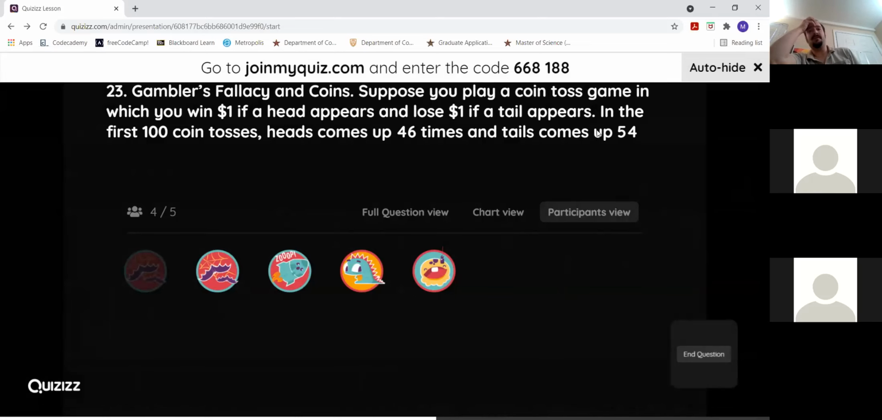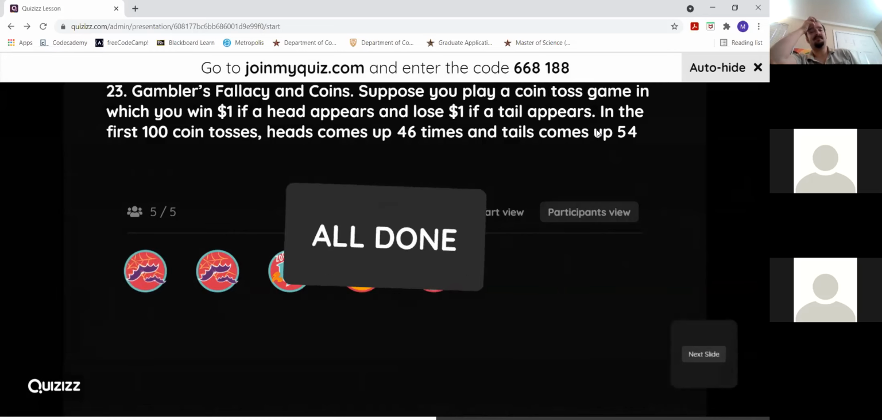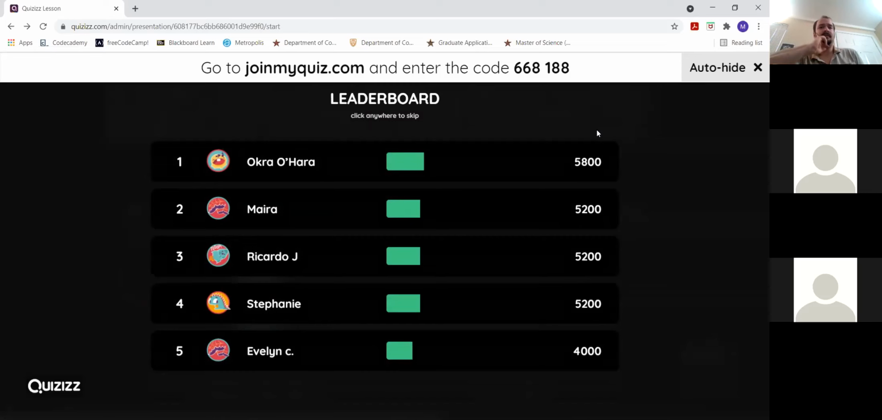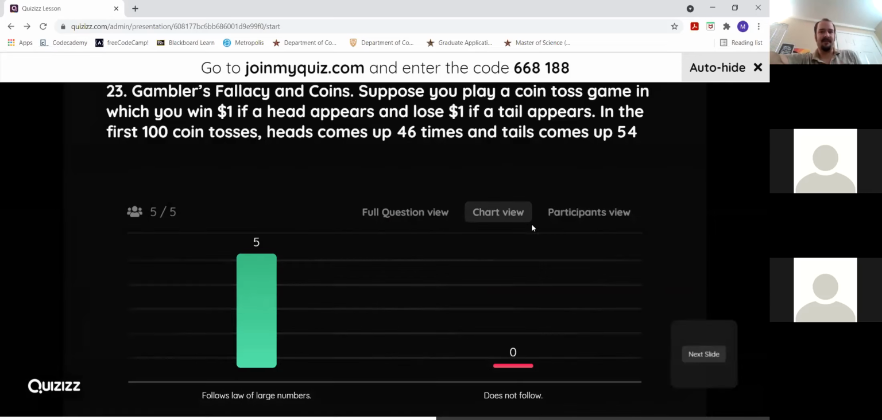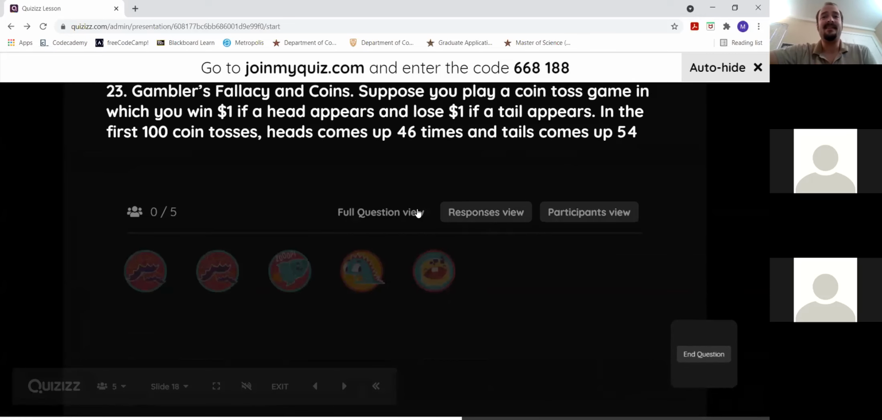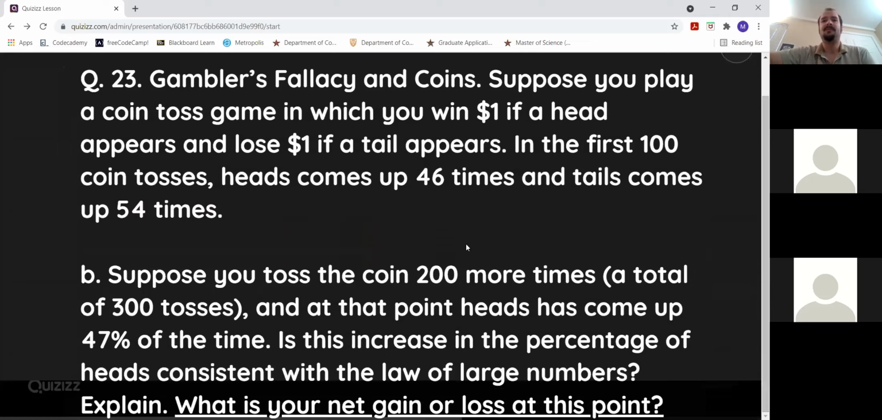Is the thing happening that we think, or is it doing something else? What's the expected probability you're trying to get? 50%. So if we go from 46 and do more trials and it gets to 47, it is definitely getting closer to that 50. So it is following the law of large numbers. Proportionally, that's the word I'm looking for. We go from 46% to 47%. But now we want to figure out the net gain or loss at this point.